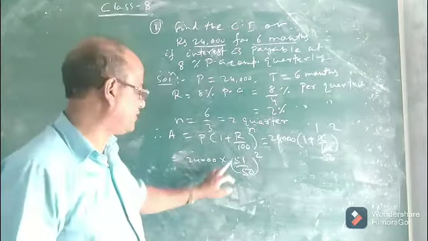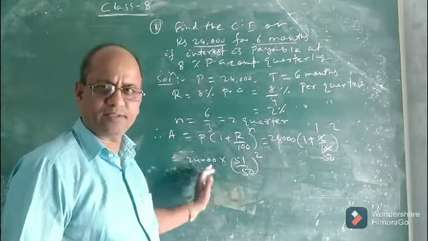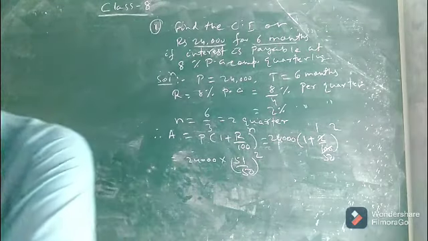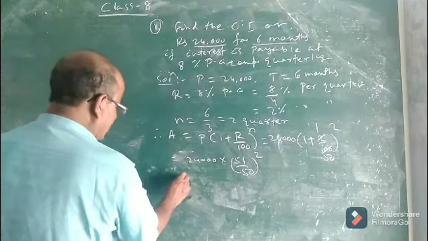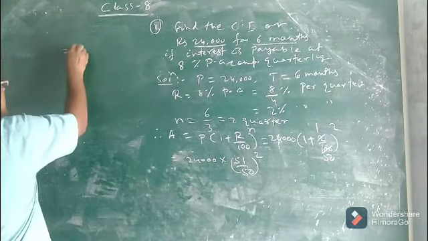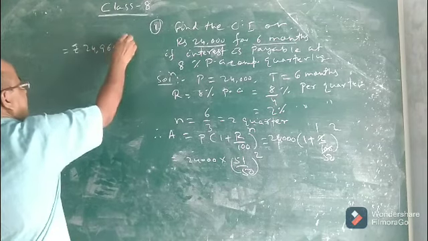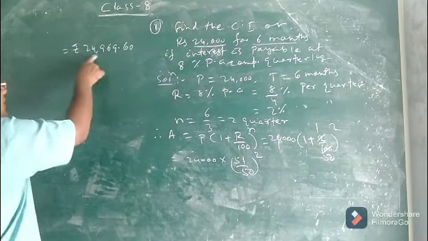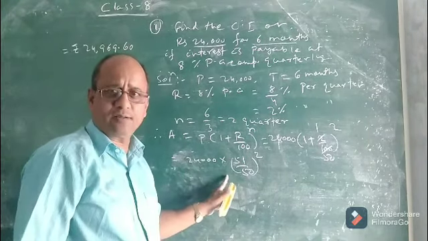Now you do the calculation. 51 you multiply 2 times, then 50 you multiply 2 times, then do the simplification work. You will get how much? This value will be equal to rupees 24,969.60. That means 24,969 rupees and 60 paisa. This one you will get on simplification of this.